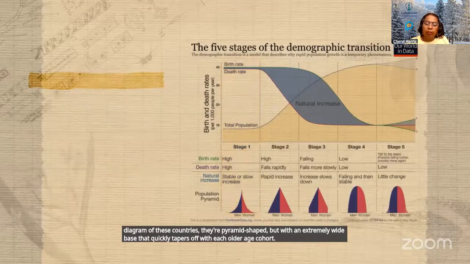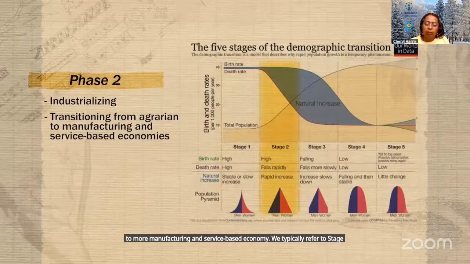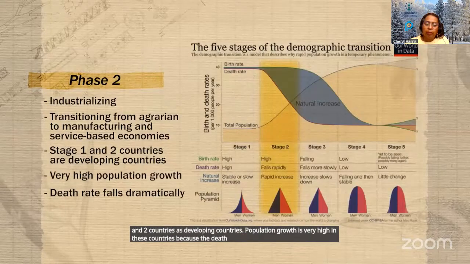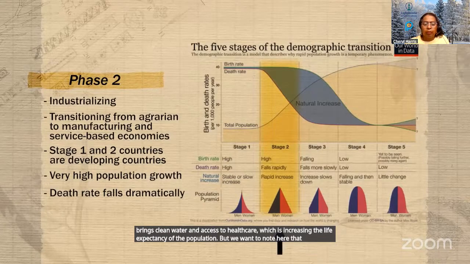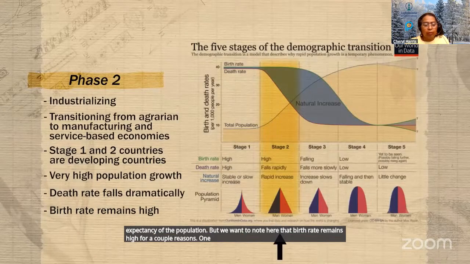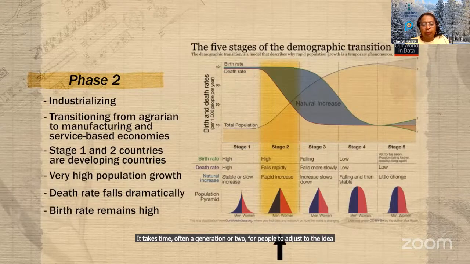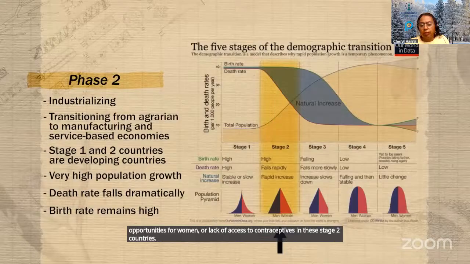In phase 2, countries are industrializing or transitioning from this agrarian economy to a more manufacturing and service-based economy. We typically refer to stage 1 and 2 countries as developing countries. Population growth is very high in these countries because the death rate falls dramatically. Industrialization brings clean water and access to healthcare, which is increasing the life expectancy of the population. But we want to note here that birth rate remains high for a couple reasons. One is just cultural momentum. It takes time, often a generation or 2, for people to adjust to the idea of having fewer children. There's often still a shortage of educational or career opportunities for women, or lack of access to contraceptives in these stage 2 countries. All of these factors contribute to this high birth rate.